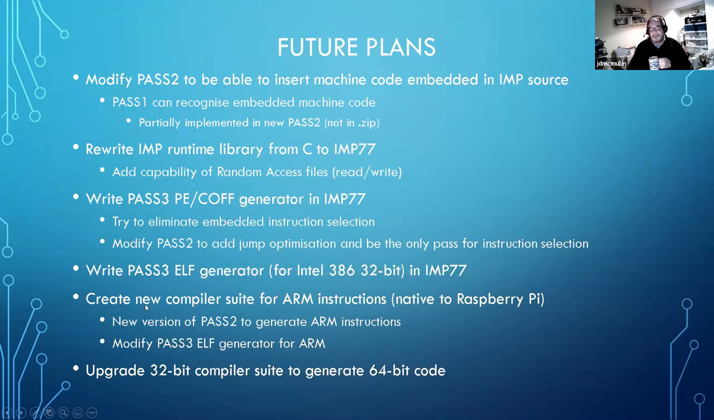Next, I should rewrite pass2 to generate ARM instructions, and then of course modify the pass3 ELF for ARM. And if I've got time left, convert it so that I can generate 64-bit code. So that's the future, and I'm going to call it IMP 2020, so it's got 2020 vision inside it.